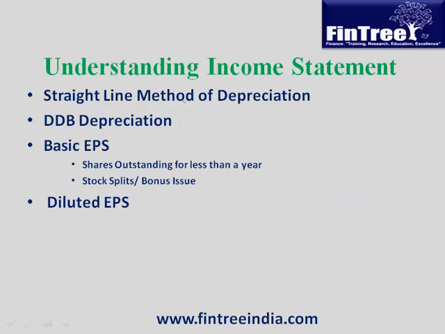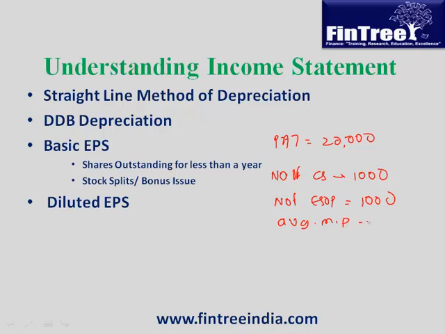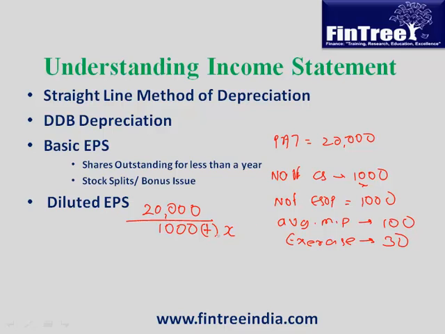For example, let us say profit after tax is 20,000. Number of common shares issued, let's say, is 1,000. Number of ESOPs issued is 1,000. Average market price of these ESOPs or these shares of the company is 100. And the exercise price, the price at which these shares can be bought by the employees, let us say, is 30. Then we can start with the basic EPS formula, which is profit after tax 20,000 divided by number of common shares 1,000, and to the denominator we have to add one number X.